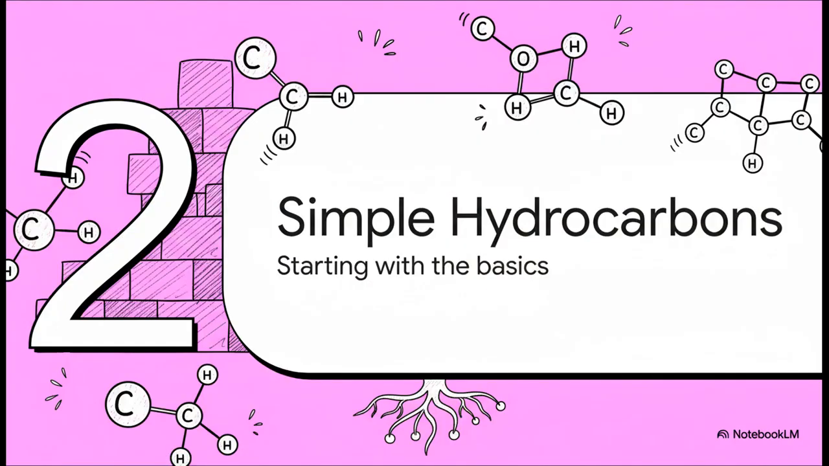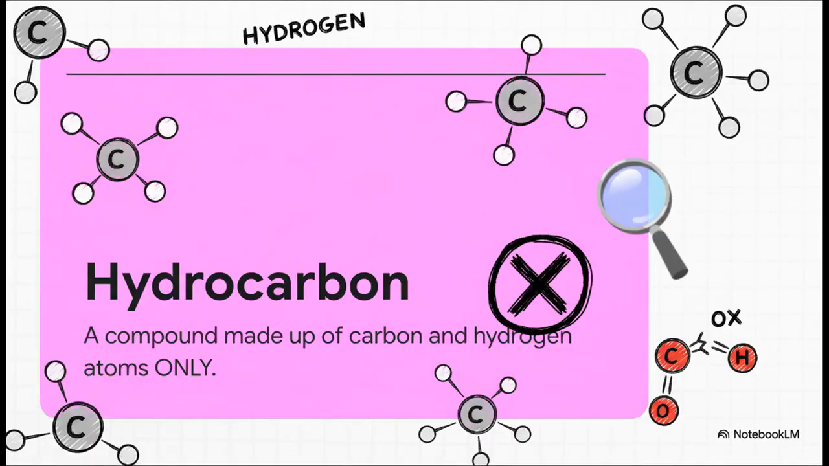When you learn a new language, you don't start with complex poetry, right? You start with the simple words. And in organic chemistry, that means starting with the simplest family of molecules there is, the hydrocarbons. They are the absolute foundation. The definition is right there in the name: hydro for hydrogen and carbon for, well, carbon. But the most important word on this slide, the one you really got to remember, is "only." If there's even one other atom in there, say an oxygen or a nitrogen, it's not a hydrocarbon anymore. The definition is super strict.